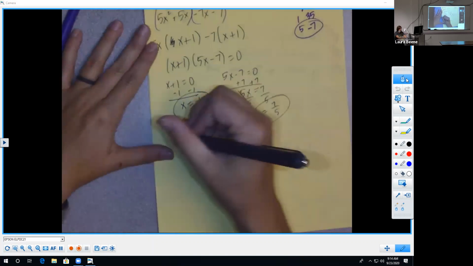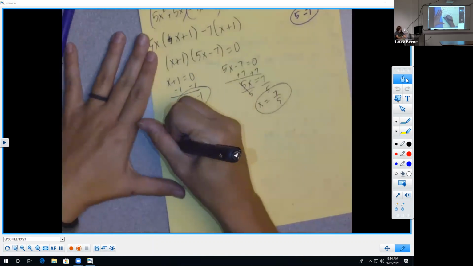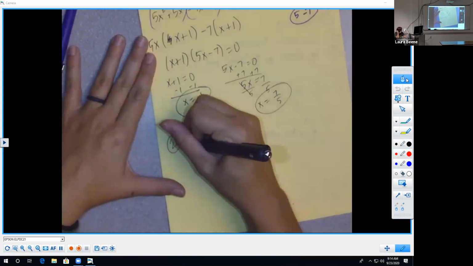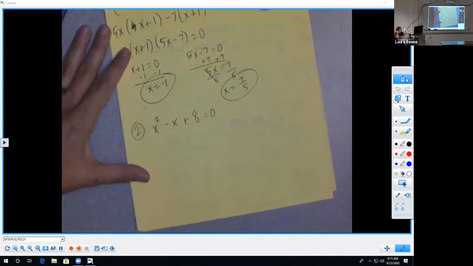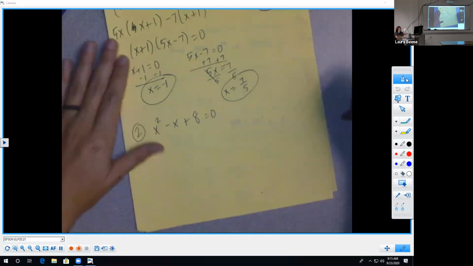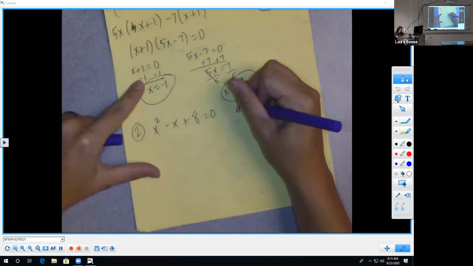Okay, let's do another one. What about if your problem was x squared minus x plus 8 equals 0? Okay, so what do you want to do here? Well, first of all, can we solve this using square roots? Nope. So it's either factoring or quadratic formula. What do you want to do here? Okay, let's try to factor. So a value is 1. That's a shortcut problem. So a is 1.